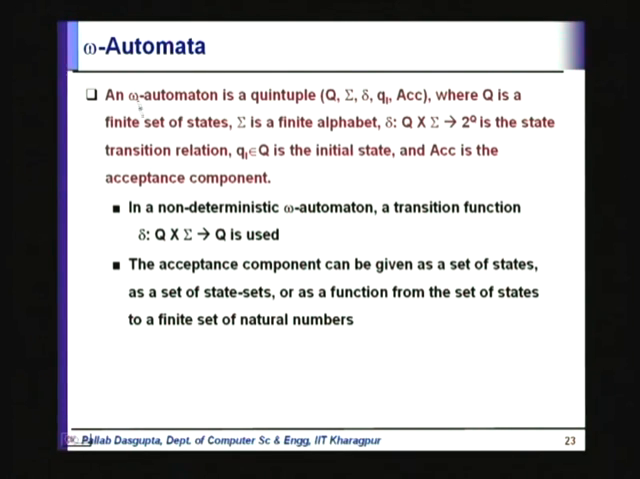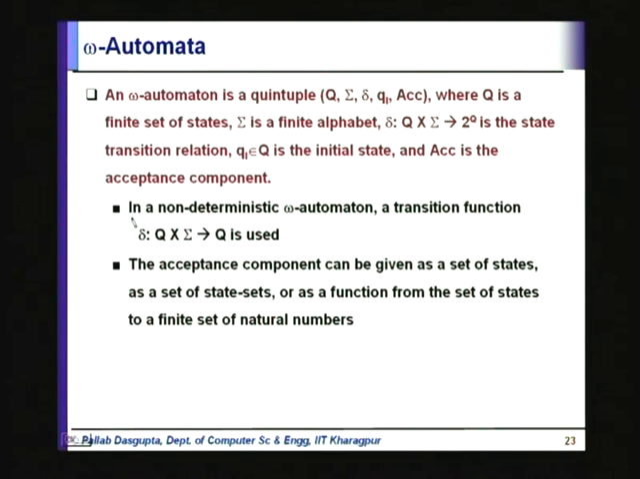Now omega automata is defined over a set of different types of automata, and those automata differ in the acceptance component. We will see some automata which belong to the set of omega automata and which have different types of acceptance components. This is a very important field of study in computer science: the set of automata which accept infinite words, and within that class we have omega automata. Again, under omega automata there are various types of automata which differ in the acceptance component.